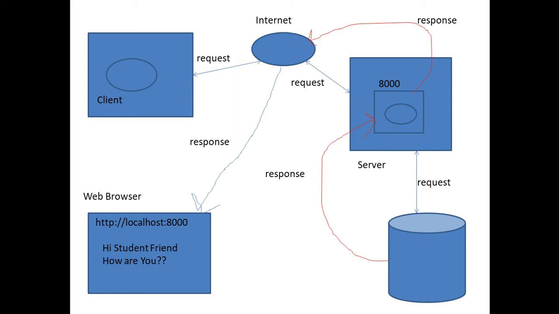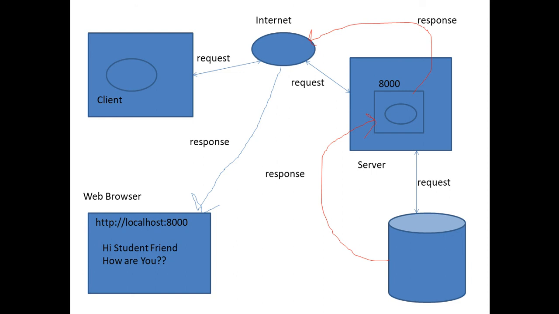Suppose you want to book a ticket: you will go to the web browser and type www dot something where you will book the ticket. That request is sent to the internet. Through the internet it is sent to the server at the particular port number. Django's default port number is 8000. It is only doing the request.